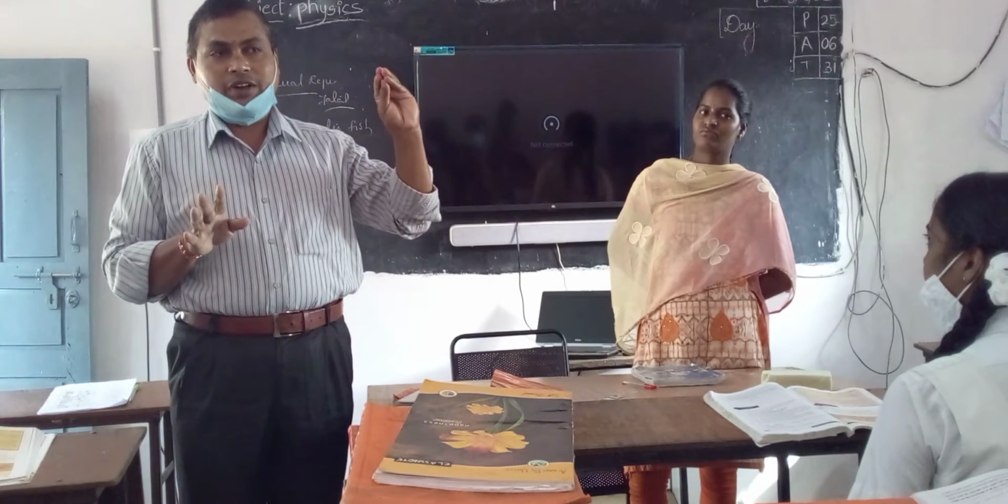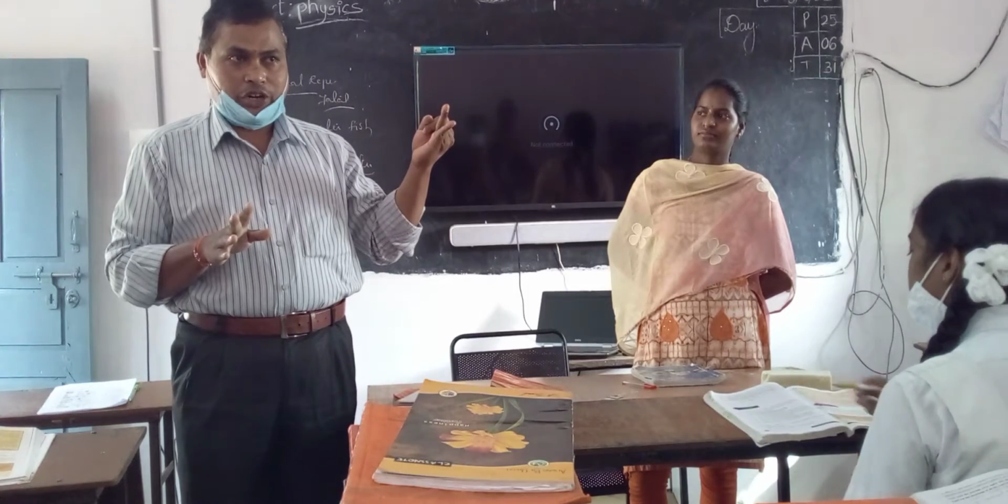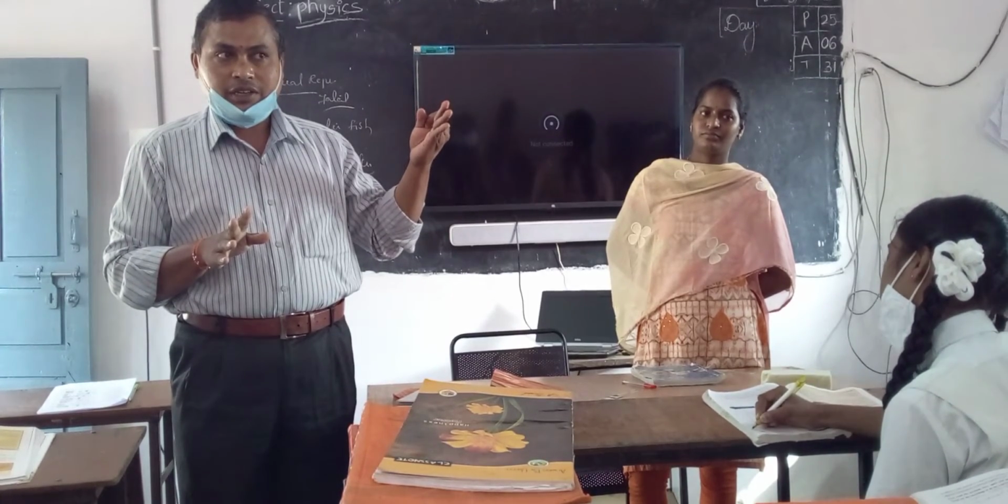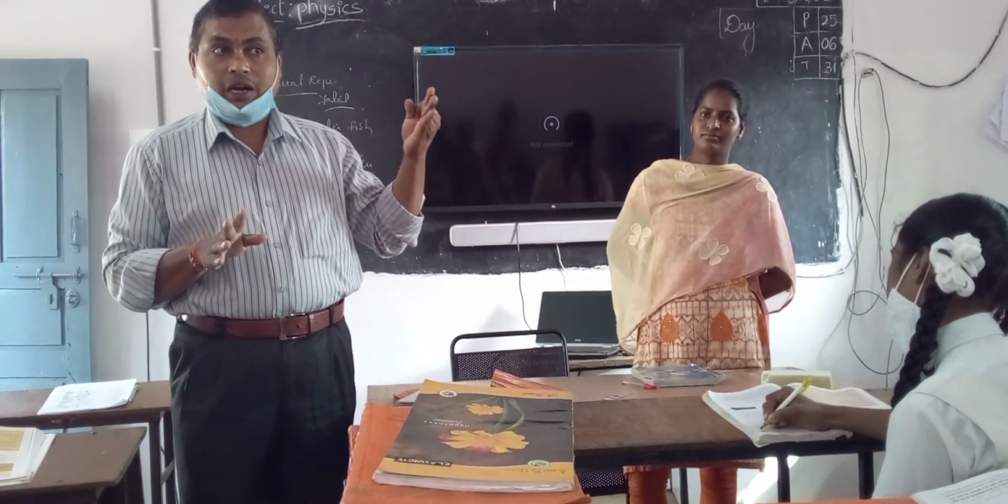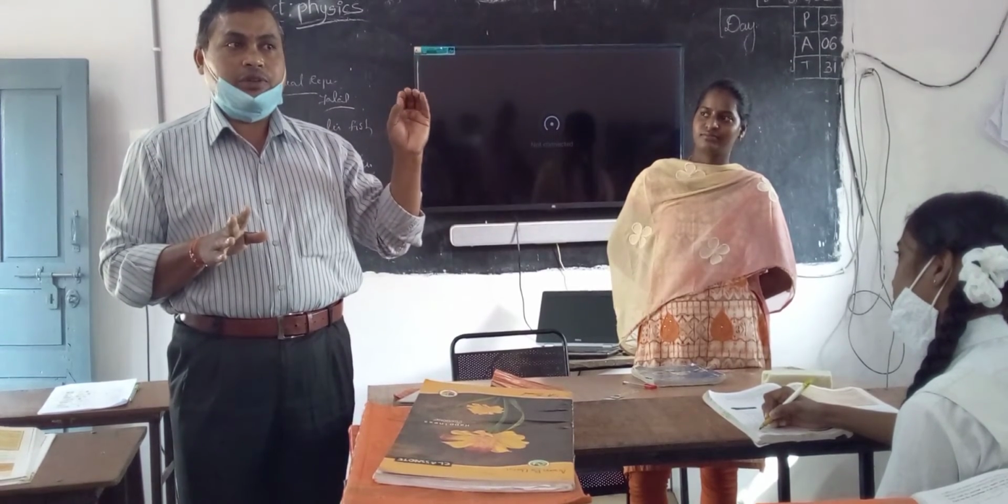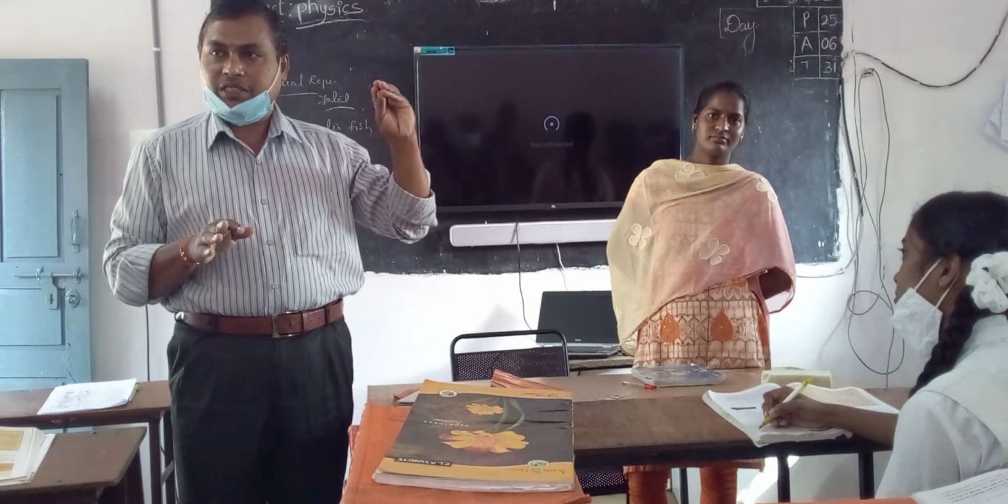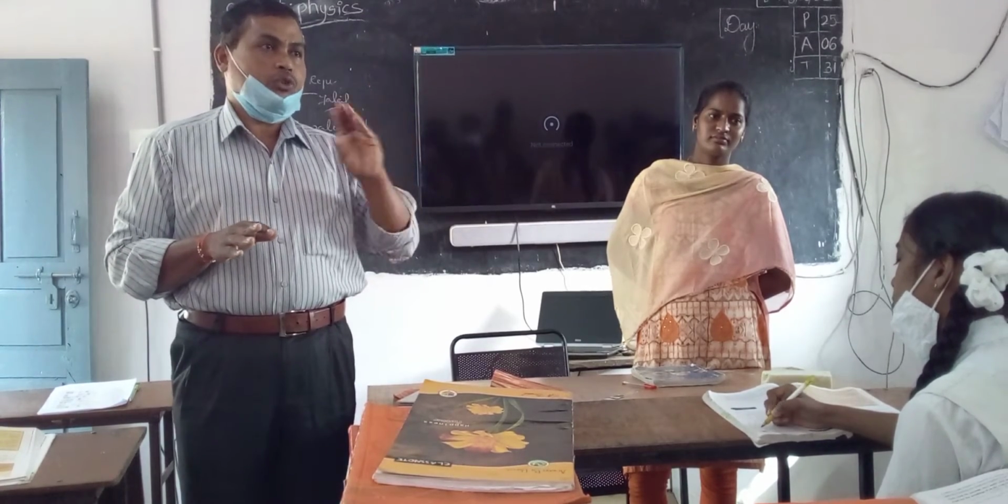Regarding sentences, do you have an idea? How many types are there? What are they? Second one? Interrogative. Third one? Imperative. Command, order, request. Fourth one? Exclamatory. Last, fifth one? Wishes and blessings. That is what is optative.